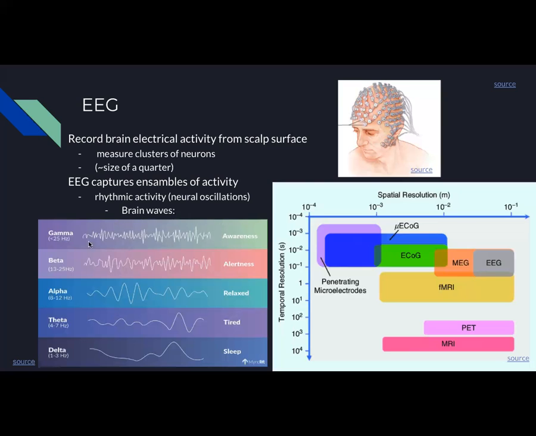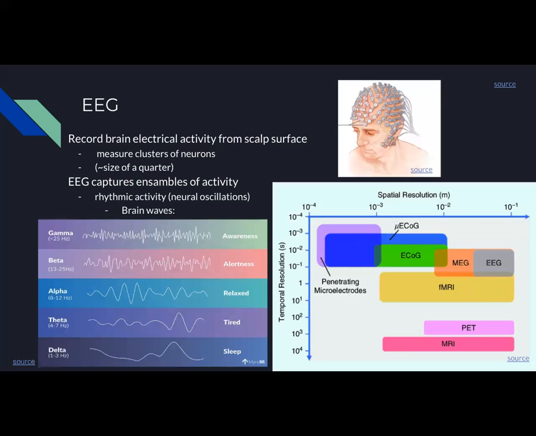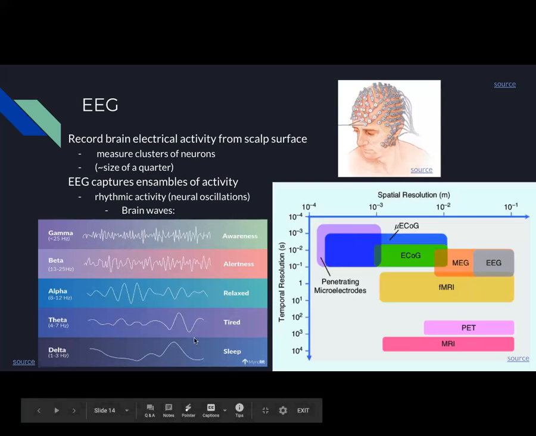And that can be manifested in many different brain waves, like gamma, which is correlated to awareness, beta, which is correlated to alertness, alpha being relaxed. I think during meditation, for example, they're currently selling headsets that can help you in meditation practice. That can tell you when you're not clearing your mind and relaxing. And those might be looking for alpha waves to make sure that you're in the right zone for the practice. Theta, tired, and delta is usually talked about in sleep studies.